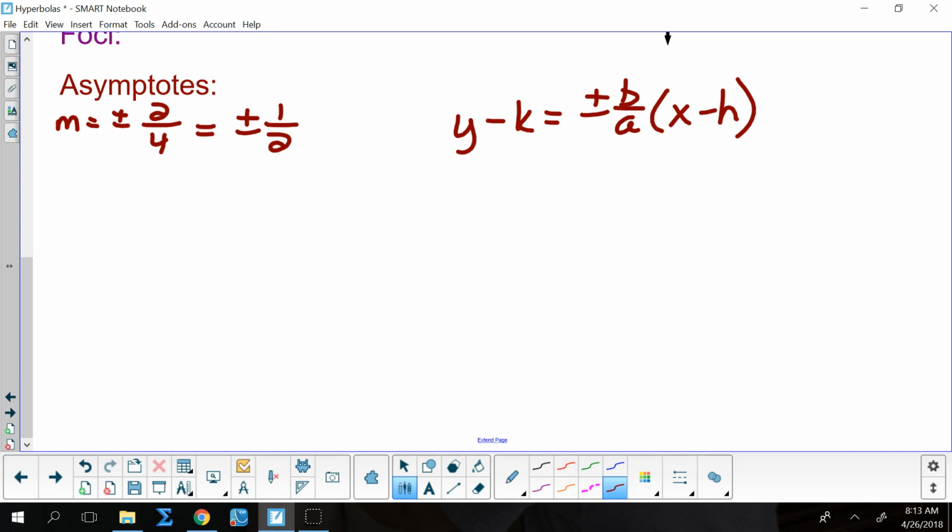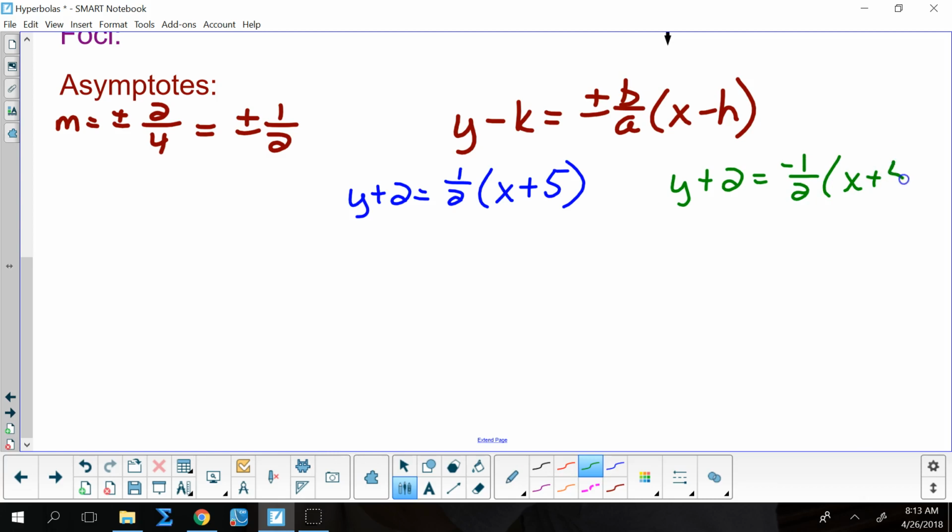So y minus negative 2 is going to equal 1/2 times x minus negative 5. And y minus negative 2 is going to have to equal negative 1/2 times x minus negative 5. So this becomes y plus, whoa, I double plus. We don't double plus things. What is going on? Y plus 2 equals 1/2 x plus 5/2.